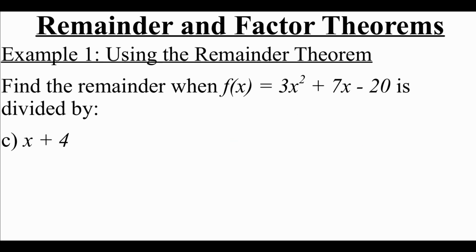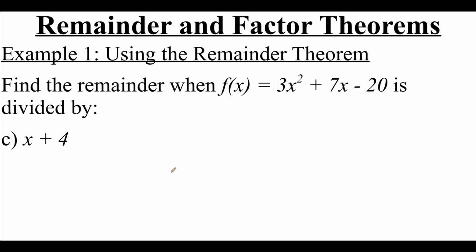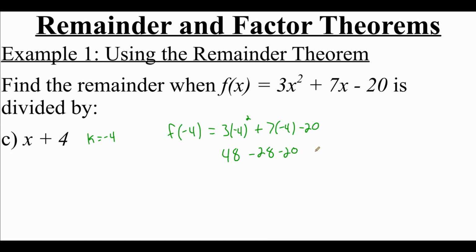One more example in here. We're looking at dividing by x plus 4, so meaning that we're going to have a k value of negative 4. So we're going to look at f of negative 4. So when we take negative 4 and square it, we get 16, and if we multiply that by 3, we get 48. 7 times negative 4 is negative 28, and then our minus 20 on the back end. And when we combine all of that, we should get an answer of 0. So the remainder in this case is 0.